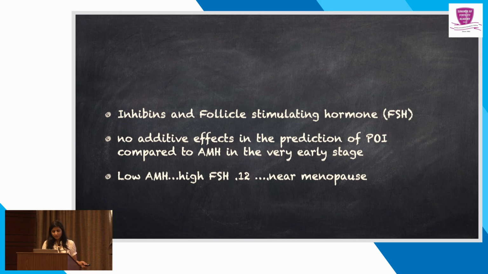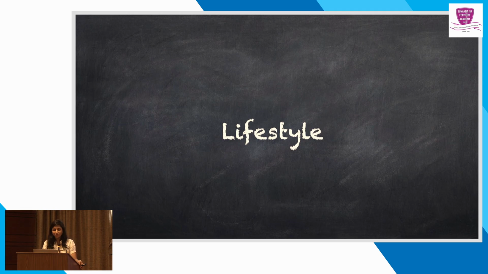Inhibin and follicle stimulating hormone are not better predictors for guiding towards menopausal age. There is no additive effect in the prediction of POI compared to AMH. With low AMH and high FSH beyond 12, maybe she is heading towards premature ovarian insufficiency and menopause, but we can't be certain that within 2 years or within 5 years she is going to have menopause.